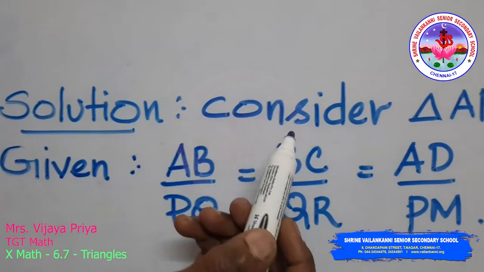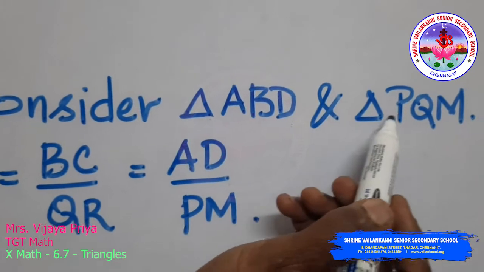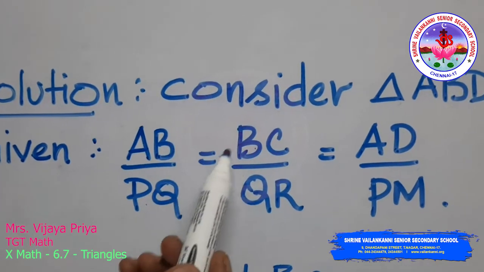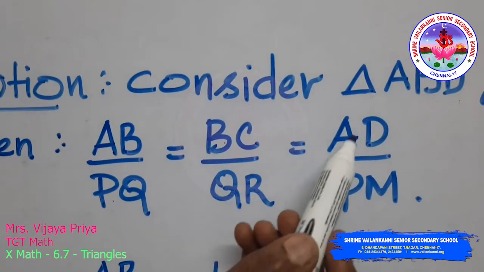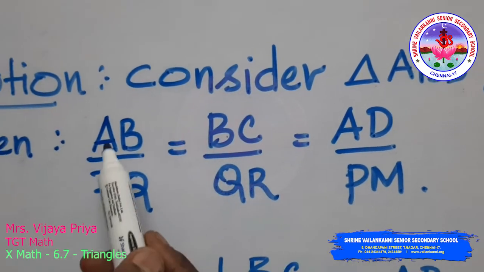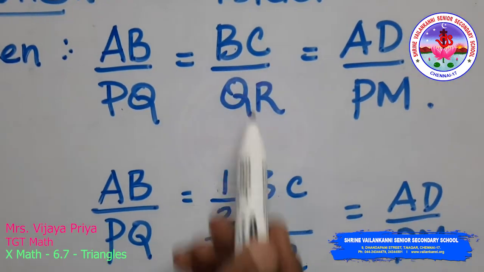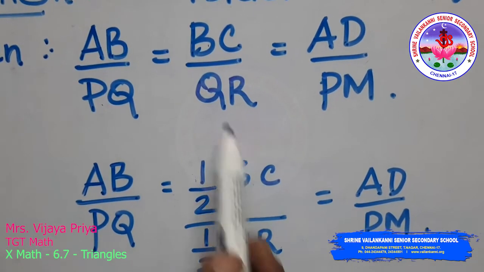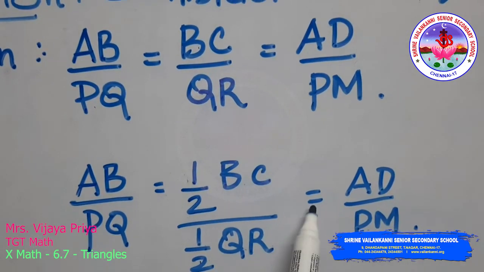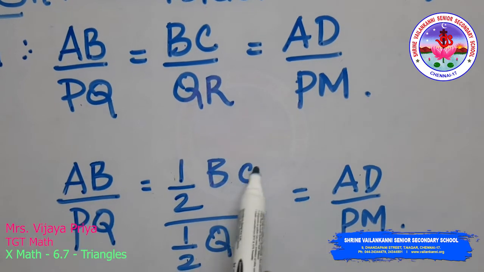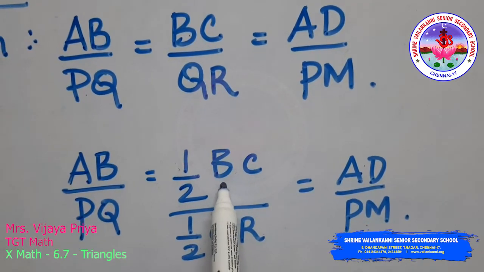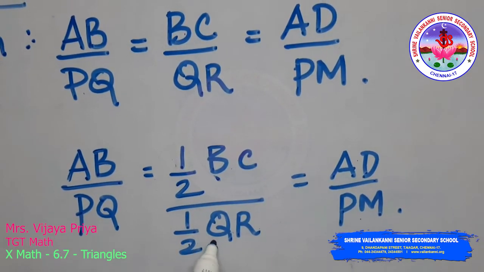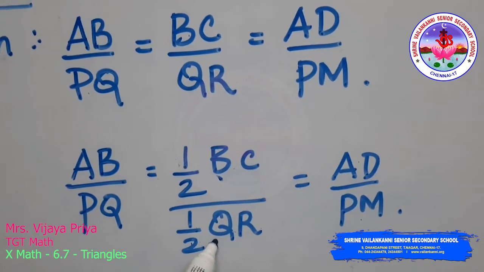Now coming to the solution, consider triangle ABD and triangle PQM. As stated in the problem, AB by PQ is equal to BC by QR, which is proportional to the medians AD by PM. I am writing AB by PQ as it is. In BC by QR, I am going to multiply half with BC and half with QR. I'm writing this as half of BC by half of QR, which is equal to AD by PM. Since this is half of BC, I can write it as BD, where BD is involved in the triangle ABD, and half of QR as QM, where QM is involved in the triangle PQM.